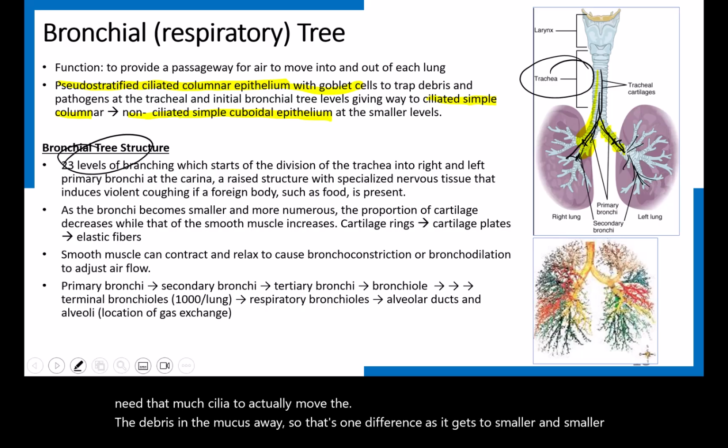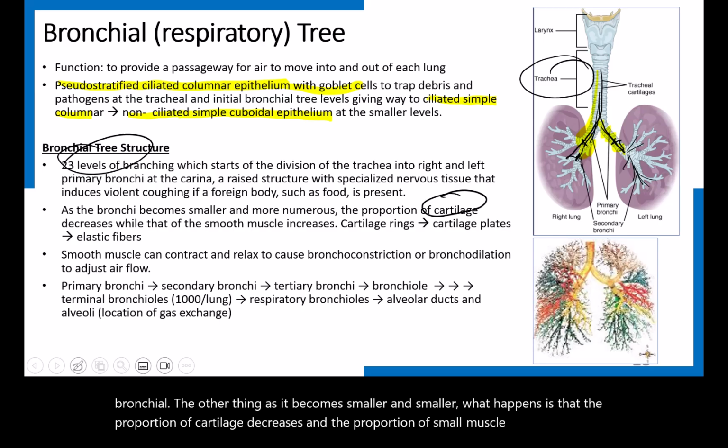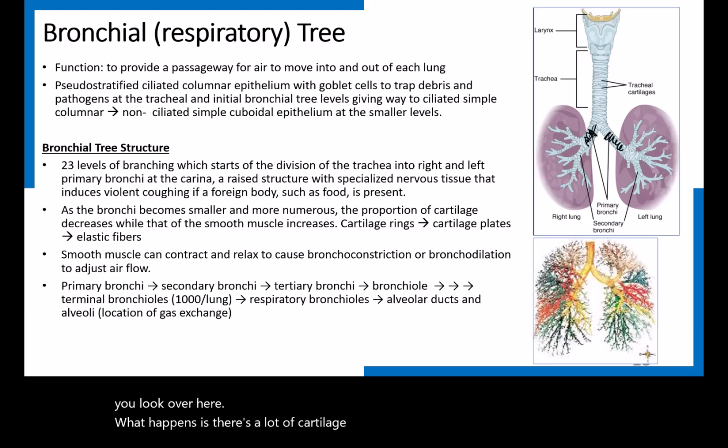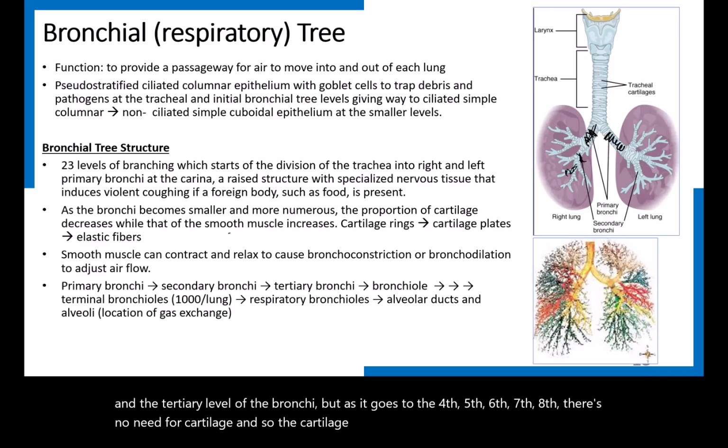The other thing, as it becomes smaller and smaller, is that the proportion of cartilage decreases and the proportion of smooth muscle increases. So if you look over here, there's a lot of cartilage at the primary, the secondary and the tertiary level of the bronchi, but as it goes to the 4th, 5th, 6th, 7th, 8th, there's no need for cartilage, and so the cartilage gives way to smooth muscle.